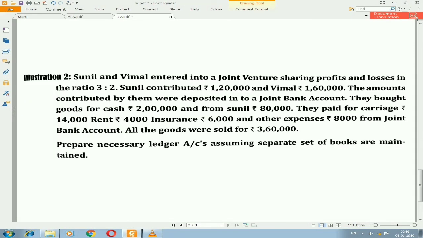And this is also one more illustration you are supposed to solve. It is almost similar to the two problems we have seen earlier. Solve this illustration, and I hope you guys have understood this concept.